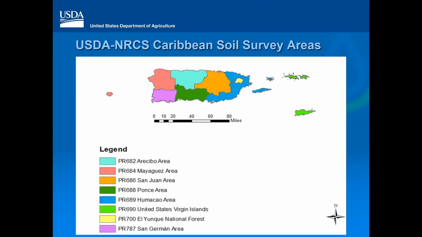These are divided by different soil survey areas. The MLRAs, Major Land Resource Areas, can go across the landscape, but the soil surveys are divided along political boundaries, right? For Puerto Rico, we have the Arecibo, Mayagüez, San Juan, Ponce, Humacao, El Yunque, and San Germán soil survey areas. And separately, we have the soil survey for U.S. Virgin Islands that includes St. Croix, St. John, and St. Thomas.